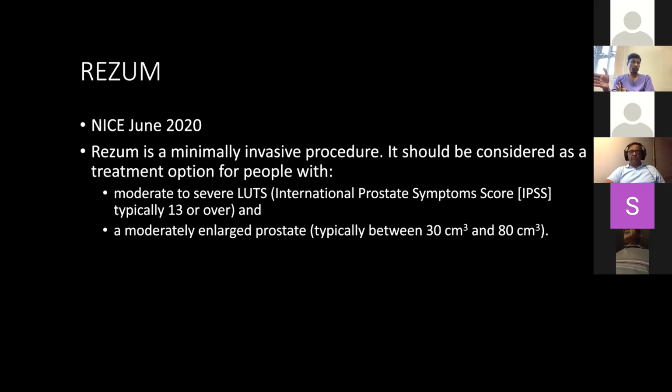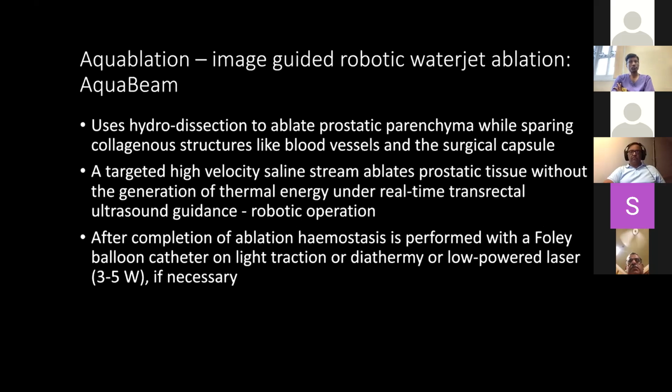The gland size accepted is between 30 to 80 cc. Even for Urolift, now the gland is 30 to 80 cc. The May 2021 new NICE guidelines has reduced the Urolift gland permissibility from 100 to 80, but most of us still do Urolift up to 100 cc, 110 cc with relatively good outcome. But if the gland is really less than 80 cc, the outcome is very appreciable.